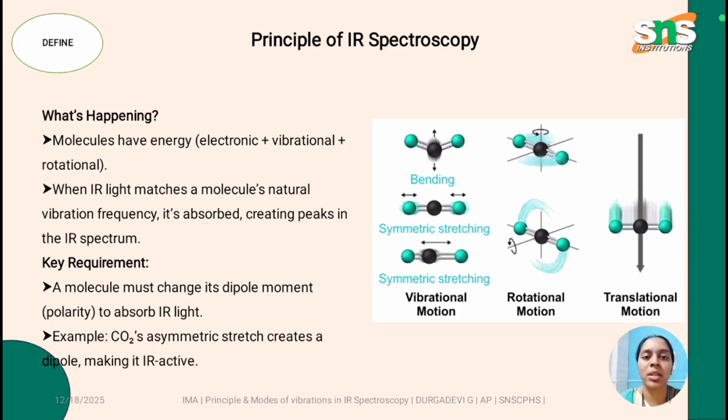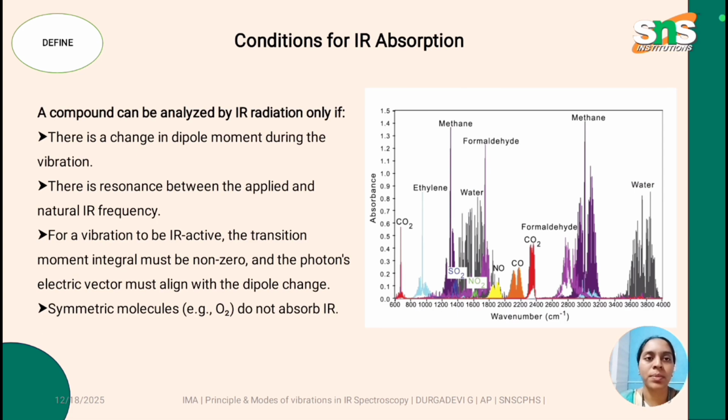The key requirement is that a molecule must change its dipole moment to absorb the IR light. That is, your molecule has to be polar. For example, in carbon dioxide the asymmetric stretch creates a dipole, making it IR active.